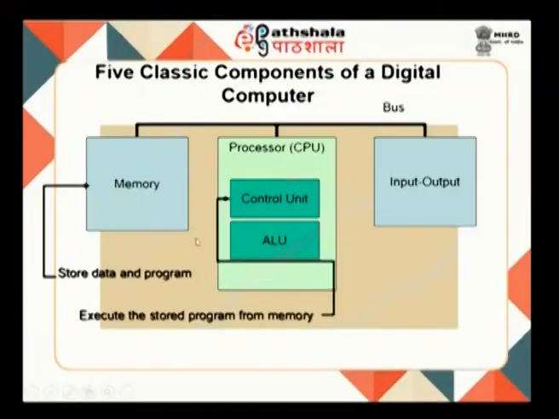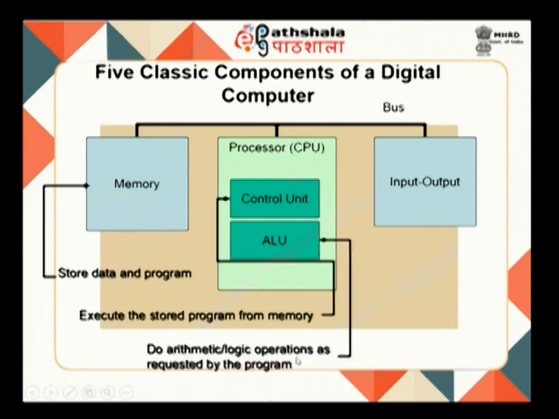And you have your central processing unit, which consists of the control unit and the ALU, which is responsible for executing the stored program from memory. So, initially the program is stored in memory, you take the instructions from there, you execute them, and when an instruction instructs you to do some arithmetic or logical operation, you have the ALU which does the arithmetic operations or logical operations as requested by the program.